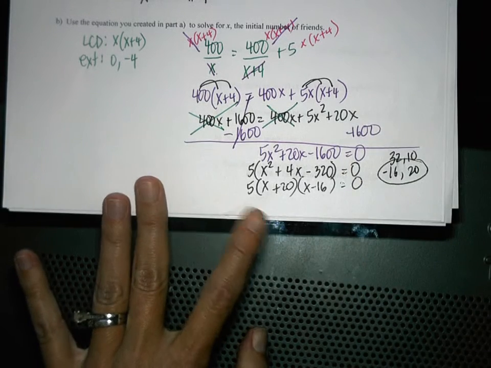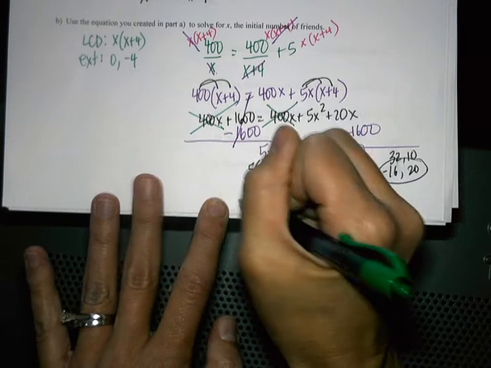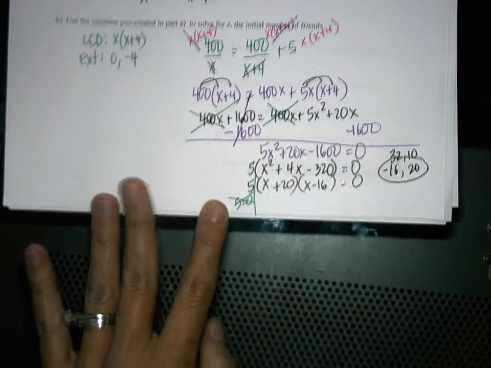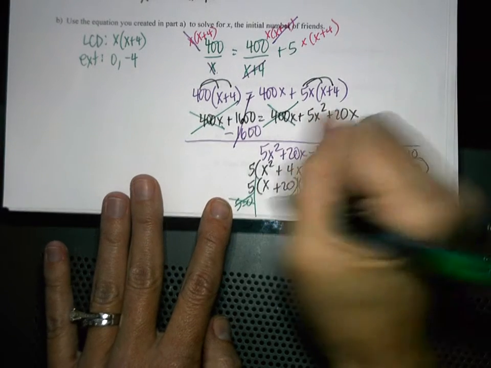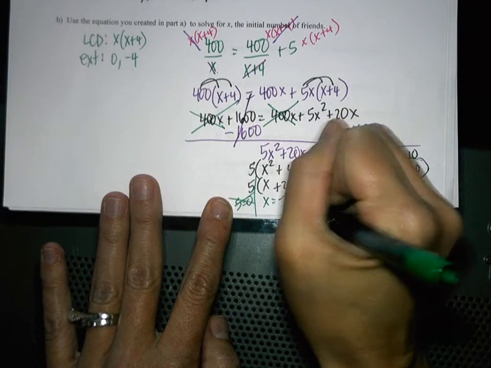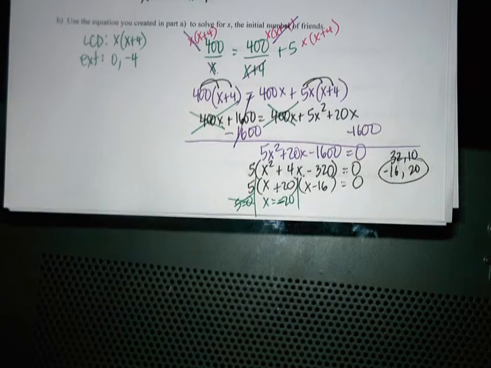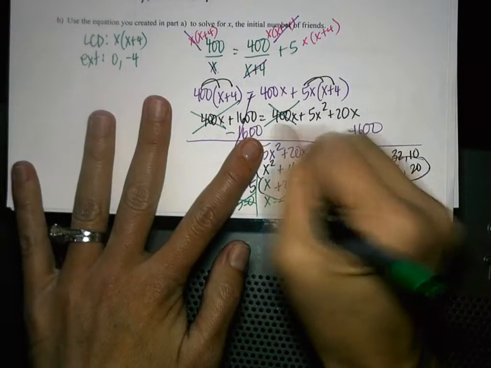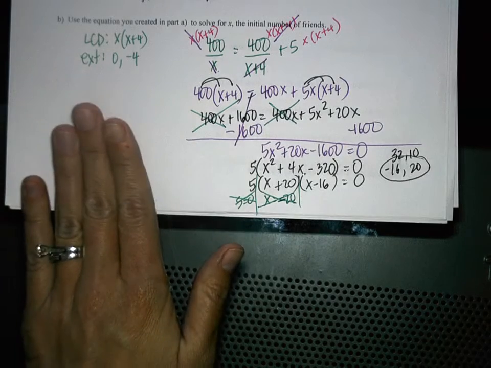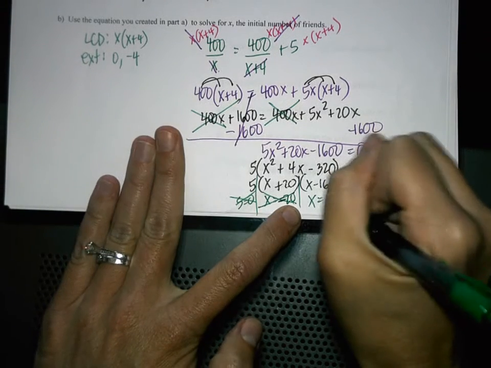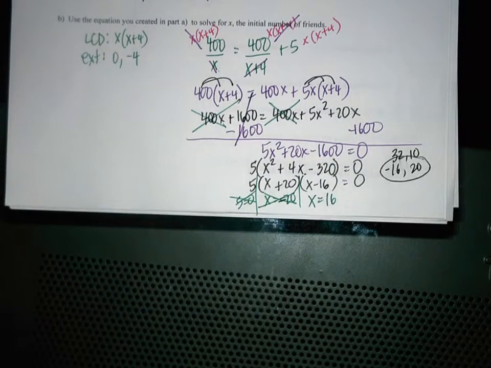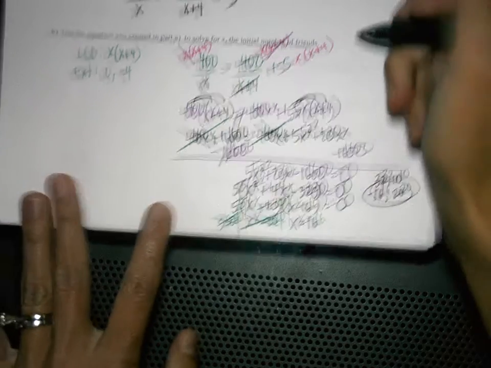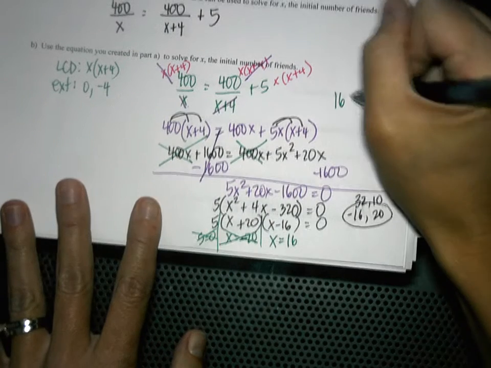And when we set those equal to 0, 5 equals 0 doesn't even make sense. Okay? x equals negative 20. Again, it doesn't make sense that I would have negative 20 people on the bus. That answer is out because it doesn't make sense. x equals 16. Okay, so we believe the answer is that there are 16 people initially.